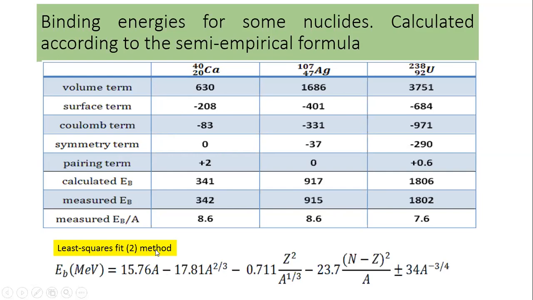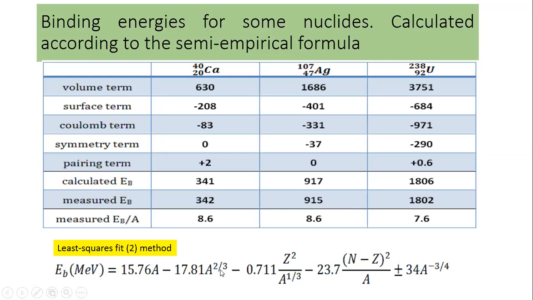So what I have done over here, you just multiply 15.76 by the mass number, which is 40. 40 multiplied by this will be the value 630. Then the surface term, again it is 40 to the power 2/3 multiplied by this factor. This will be minus 208, and minus is due to the formula which is given over here.